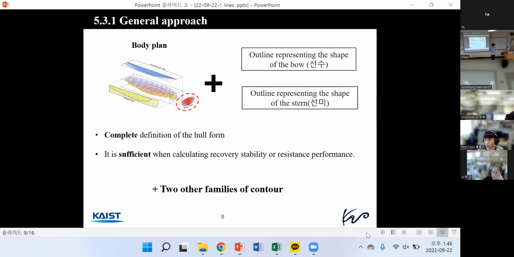However, in general, naval architecture uses two other families of contours, and the next slide will give an explanation of these other two families of contours.